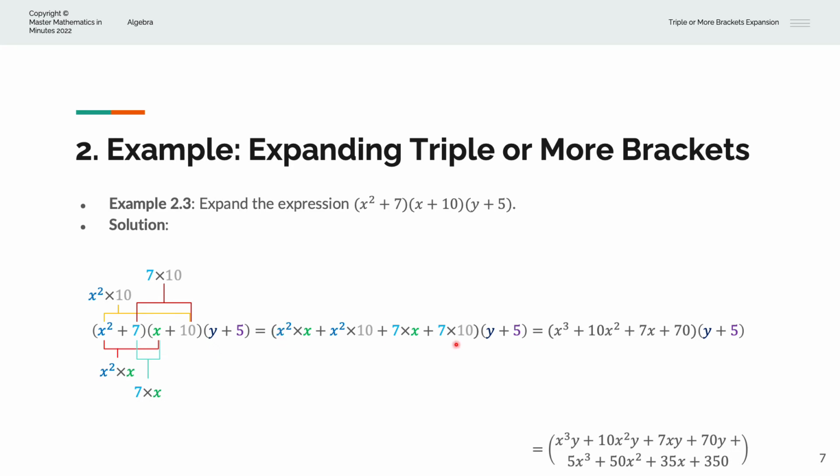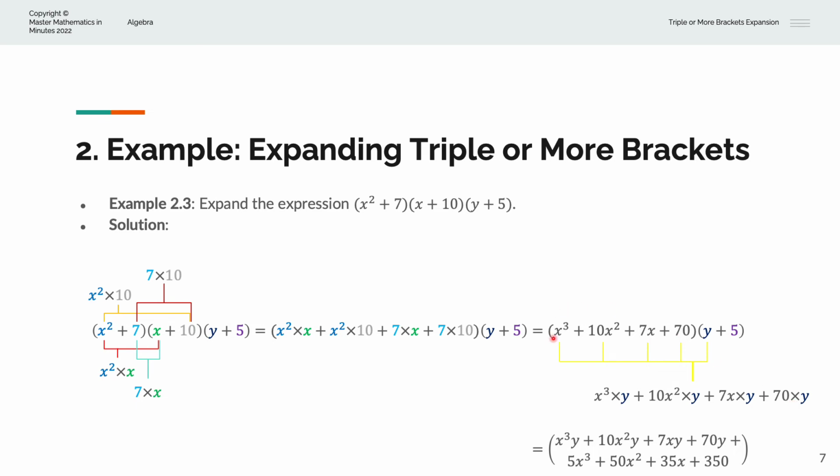We'll simplify the first bracket. X squared multiplied by x is x cubed. X squared multiplied by 10 is 10x squared. 7 multiplied by x is 7x. 7 multiplied by 10 is 70. We'll copy the y plus 5 across. So we will multiply each of these terms by y. And that gives us x cubed y, 10x squared y, 7xy, and 70y.